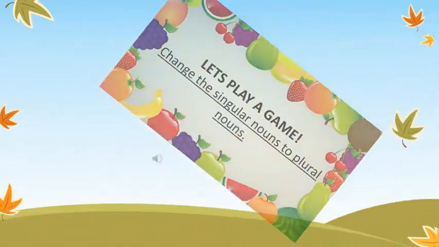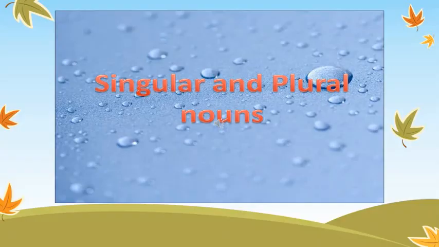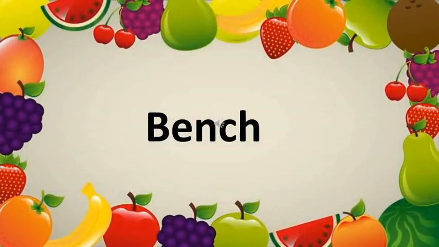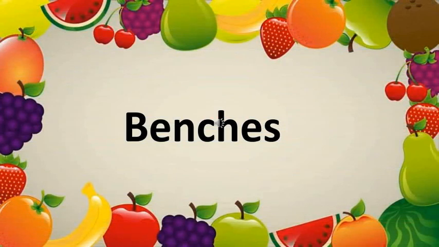Okay, children, now let's play a game. Okay? Now, you all have to change the singular nouns to the plural nouns. All right, now on the screen, children, can you see a word bench? Yes? Now let's read out the spelling of this noun. B-E-N-C-H. Now think, children, think of the rule which I taught you. And just think it ends in CH. So what will be the plural of this? Yes, it will be benches. Benches. We added es there. Very good, children.